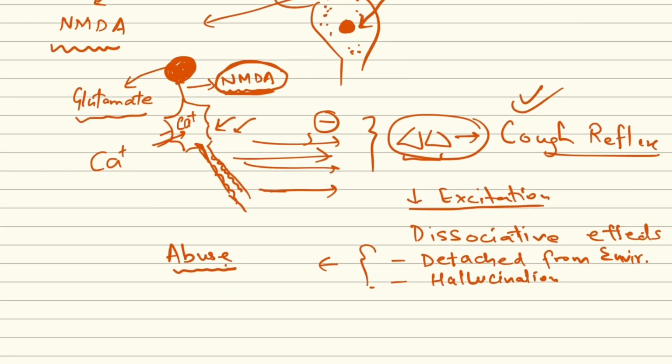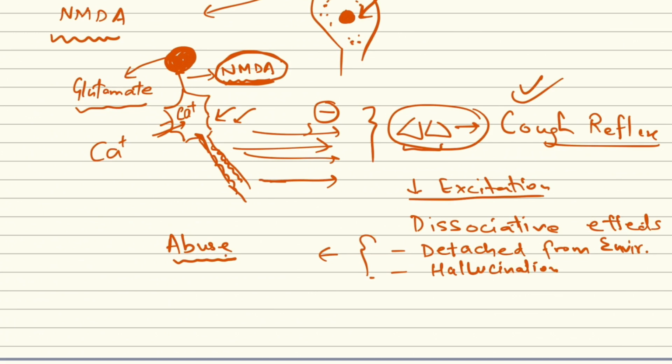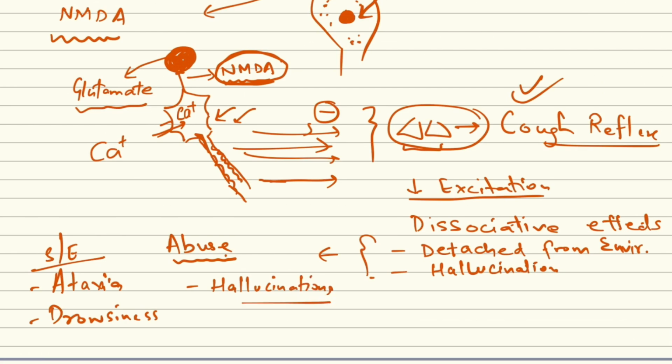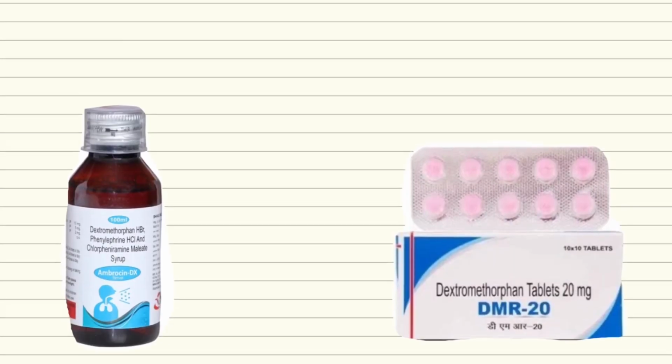Besides these effects, dextromethorphan also causes certain side effects, like drowsiness, dizziness, and at high doses it can cause ataxia. These are the side effects I'm talking about: the patient can have ataxia, drowsiness, and also hallucinations with dextromethorphan. The dose of dextromethorphan is 10 to 20 mg, and it comes as a syrup as well as in the form of a tablet. Here we can see a 20 mg dextromethorphan tablet, and here we can see a 100 ml syrup of dextromethorphan.